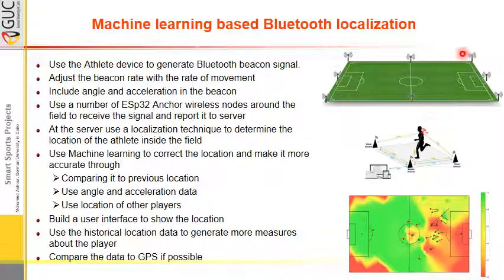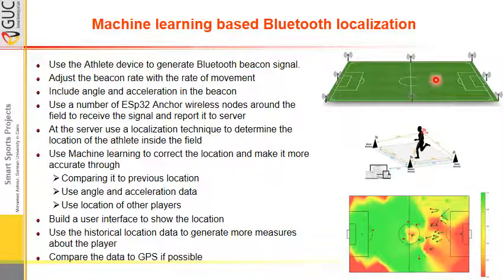Then these number of ESP32 anchor points would receive the signal and transmit it using Wi-Fi to a server. At the server, we would use a localization technique to determine the location of the athlete inside the field. We will mainly try two different approaches. We will try an approach that is very similar to trilateration. It's a little bit simpler. It's called bilateration, not trilateration.